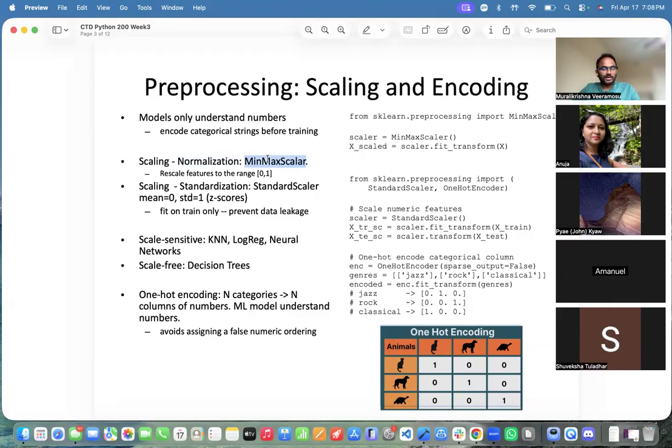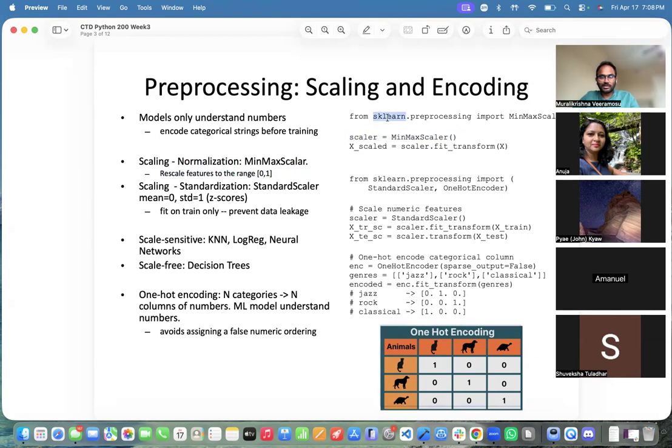This is basically normalization scaling, which is also called min-max scaler, where we rescale the features so that they fit into a range between 0 and 1. And for that, this is the code. From scikit-learn, from sklearn, you import MinMaxScaler, and then your X is the input feature. You pass that to the fit_transform function, and then you get a scaled feature, right? That is about min-max scaling.